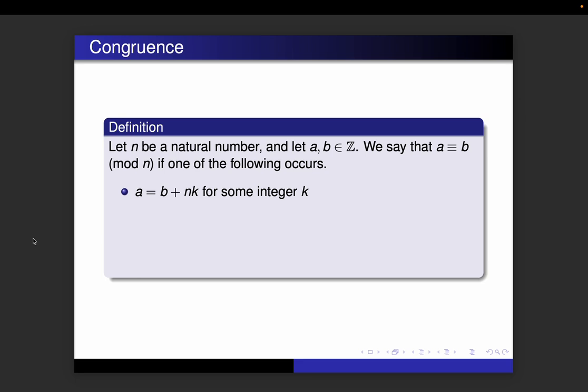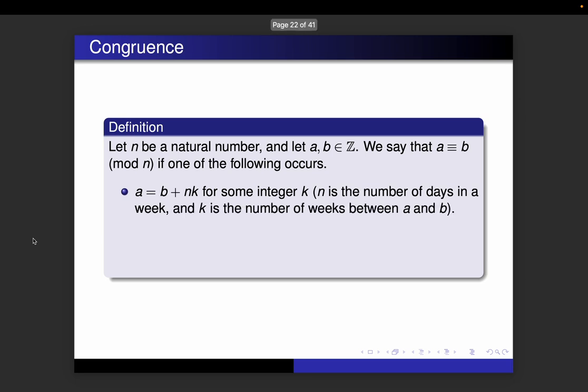And that looks a little strange, but to connect that a little bit back to the days of the week, what's happening here is, remember, n is the number of days in a week, it's mod n. k is then going to be the number of weeks between a and b. If you have n days in a week and k weeks, the number of days you get from that is n times k. So a equals b plus nk means that they are exactly the same day of the week.